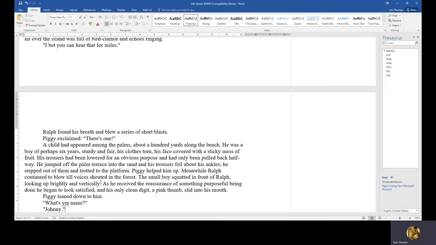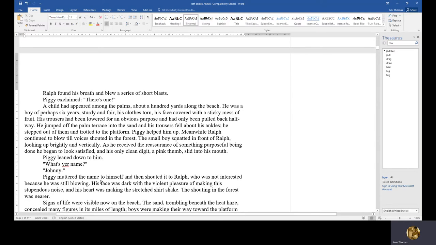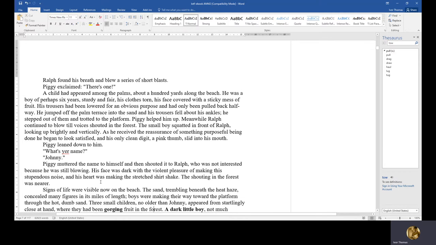Piggy leaned down to him. "What's your name?" "Johnny." Piggy muttered the name to himself and then shouted it to Ralph, who was not interested because he was still blowing. His face was as dark with the violent pleasure of making this stupendous noise, and his heart was making the stretched shirt shake. The shouting in the forest was nearer.